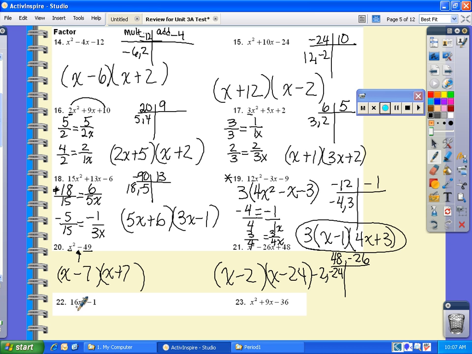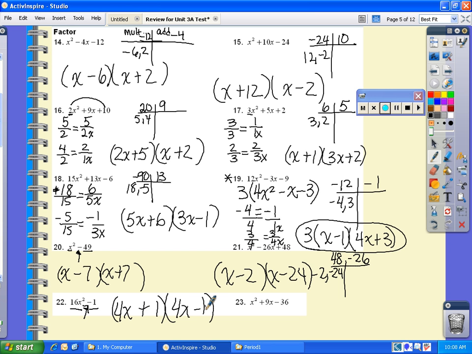Again, like I was saying earlier, number 22 is a difference of squares. 16x squared is a perfect square, and 1 is a perfect square with a minus sign. So therefore, you know that the square root of 16x squared is 4x. The square root of 1 is 1, plus and minus.